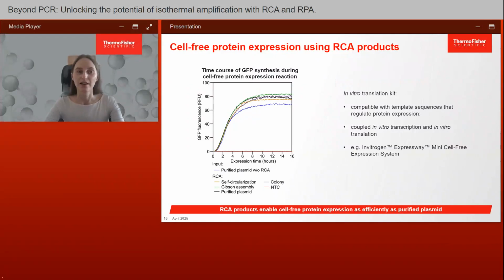To test this, we use just 1 microliter of various RCA products as input and monitor GFP synthesis by measuring fluorescence every 5 minutes. Apparently, RCA products enable cell-free protein expression of GFP just as efficiently as the purified plasmid control. So it shows that RCA products, without any additional modifications, can be used as template for protein expression.